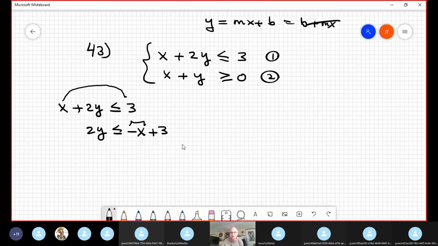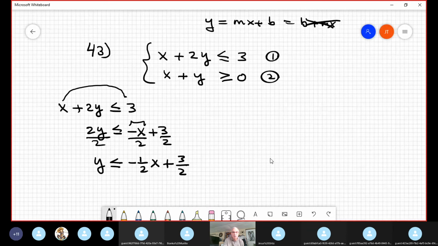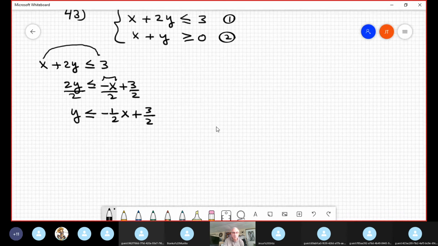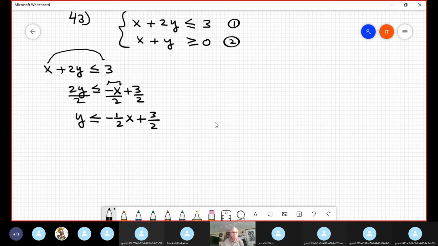So you divide by 2, divided by 2, divided by 2. Y is less than or equal to negative 1/2 x plus 3/2. Okay. Now we convert it to an equation to understand much better: negative 1/2 x plus 3/2.